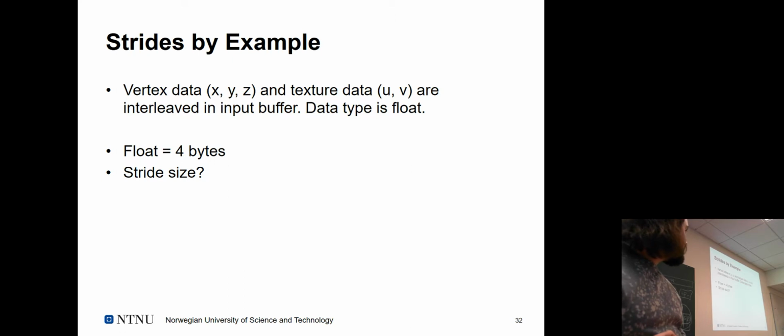Yes. 0? No, if you have 0, you don't skip anything. You just read XYZ UV, XYZ UV, and so on. Oh, 8 then? Yes, because you skip U and V, and U is 4 bytes and V is 4 bytes.